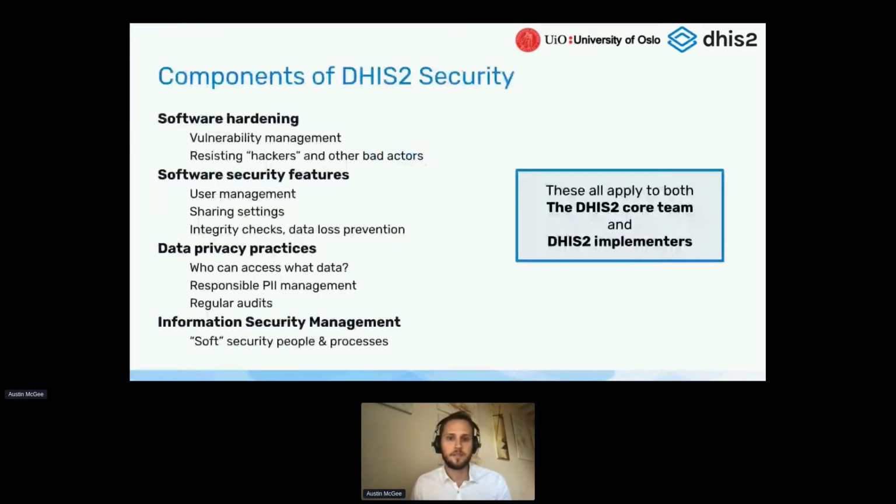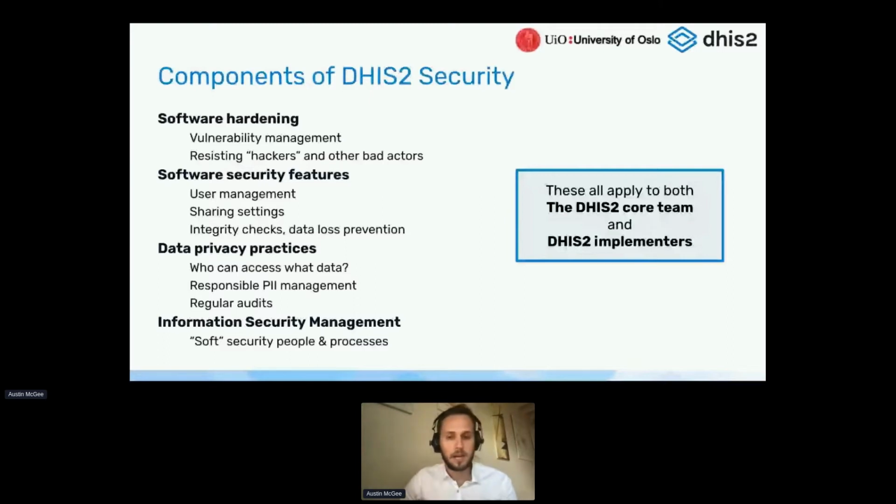So what does it mean to have security in the DHIS2 context? This is a non-exhaustive list of some of the pieces of DHIS2 security. The one that most people will probably think of when we say security is hardening of the software itself. So this means actually implementing fixes when there's something that an attacker or a hacker could exploit in DHIS2 to get access to data that they shouldn't have access to, or to bring down the system or something like that. This is known as vulnerability management. It's resisting hackers and other bad actors that are out there and might want to target a critical system, as DHIS2 is often in the place of a digital or a critical system in many places around the world.